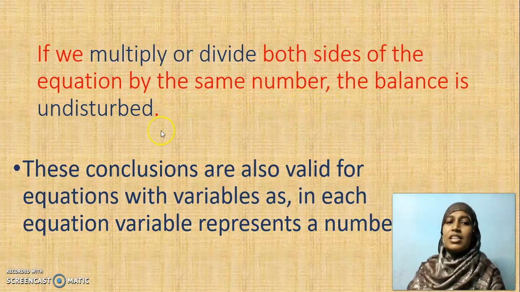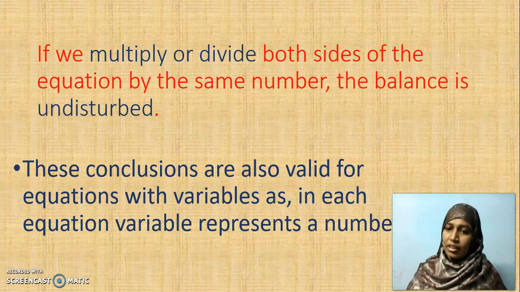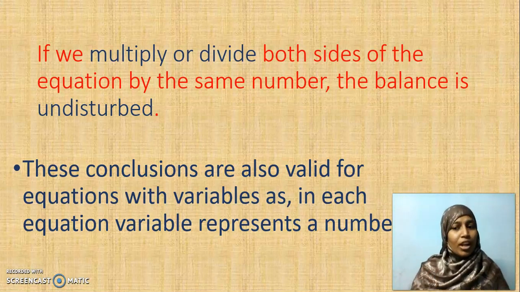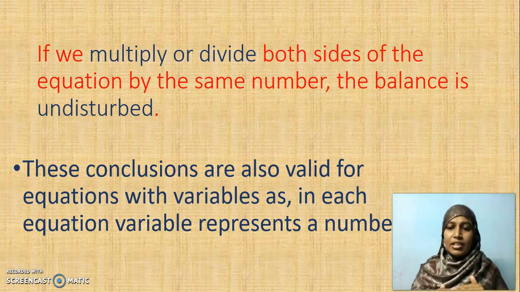The balance is undisturbed. So, I can add, I can subtract, I can multiply, I can divide, but it should be done on both the sides without showing any partiality. Okay. Throughout this chapter, remember the story of the monkey and two cats. Hope you all know that. We should always maintain the balance.